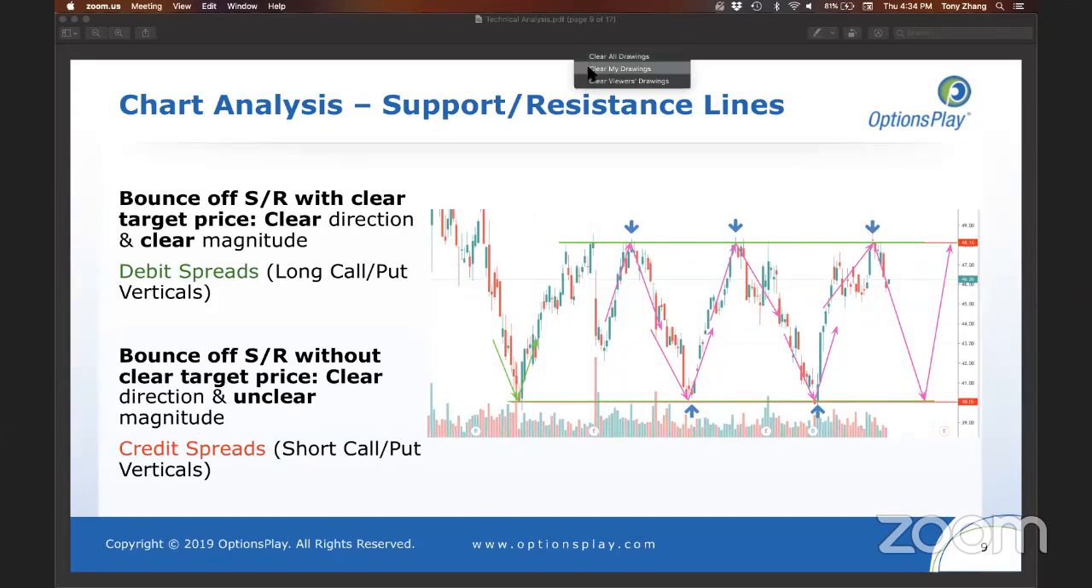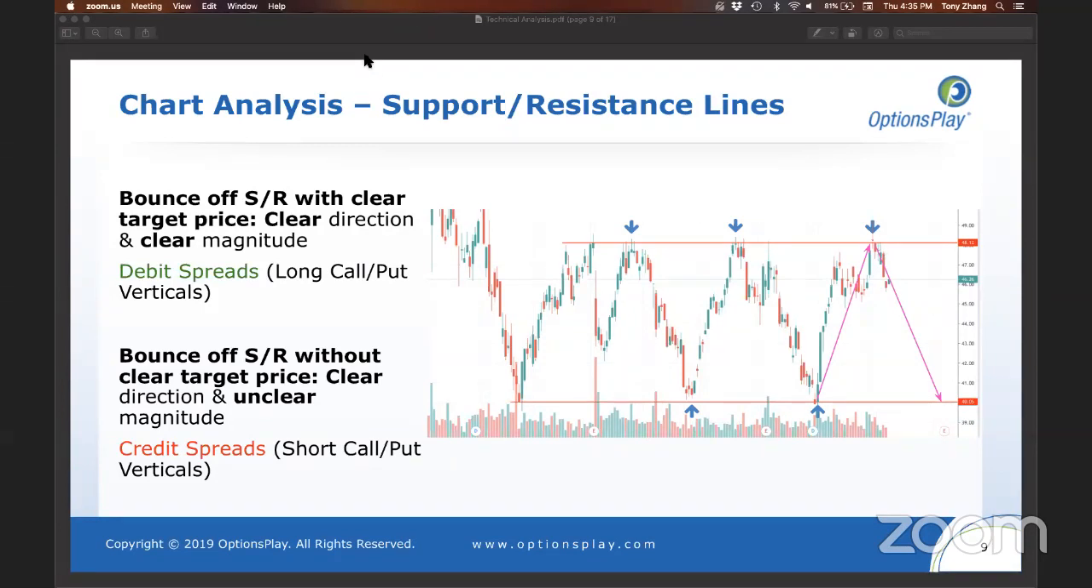So there are a few different ways that you can use support or resistance lines. The most common one is that when it hits a floor, you believe that it's going to move back up to the ceiling again. And when it hits the ceiling, you believe it's going to move back down to the floor. Now, that is a trade that has a very clear directional view, because when it hits the floor, you're bullish. When it hits the ceiling, you're bearish. And you can use previous support or resistance as your target price.